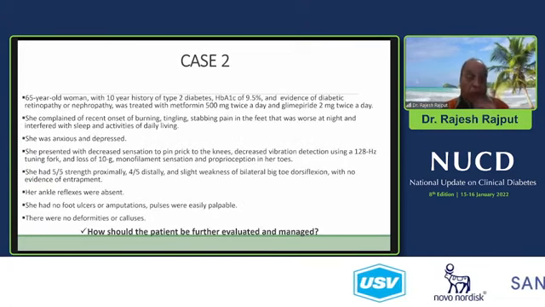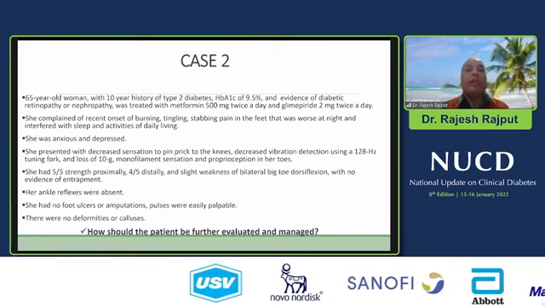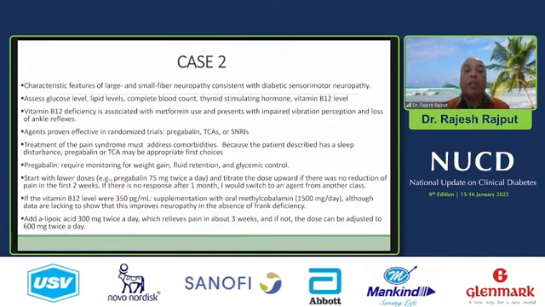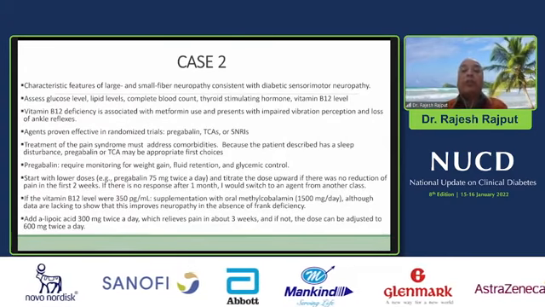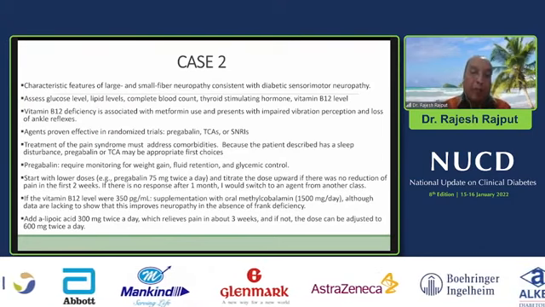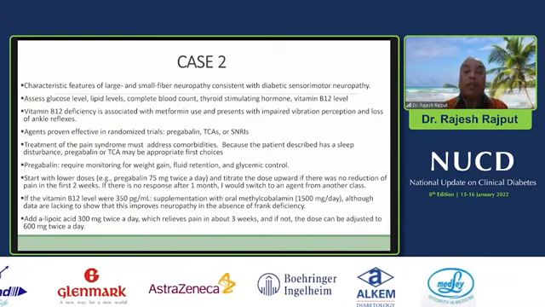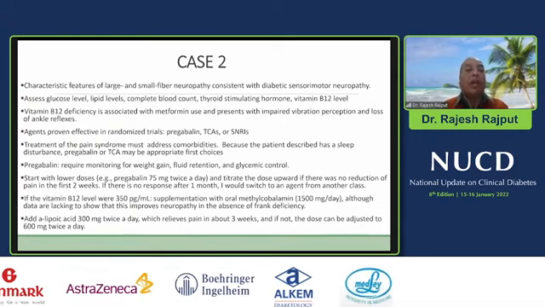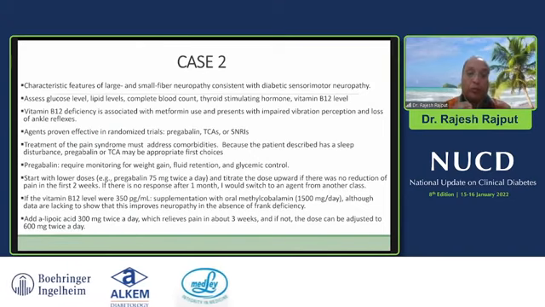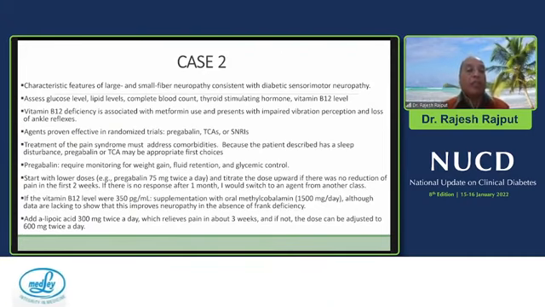Coming to case 2. Now just have a brief look at the case again. This is a typical case of large and small fiber neuropathy, which is consistent with a diagnosis of diabetic sensorimotor neuropathy. In all such cases, apart from control of glucose, we should pay attention to thyroid function tests. We should pay attention even to vitamin B12 levels, because it has been shown that long-term use of metformin is associated with vitamin B12 deficiency.